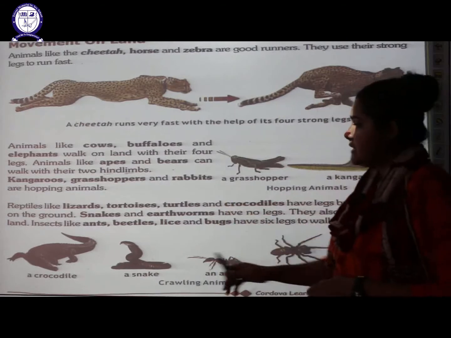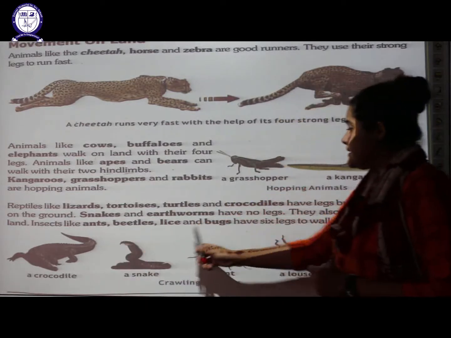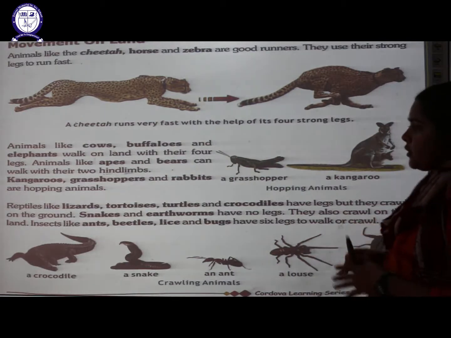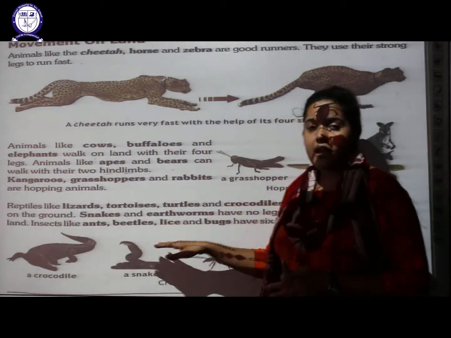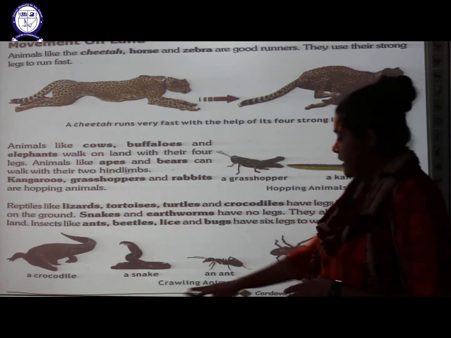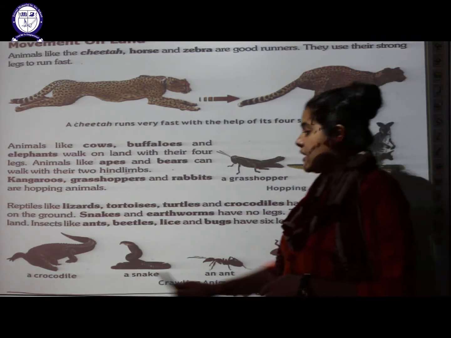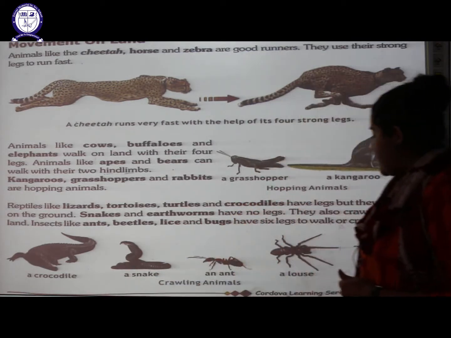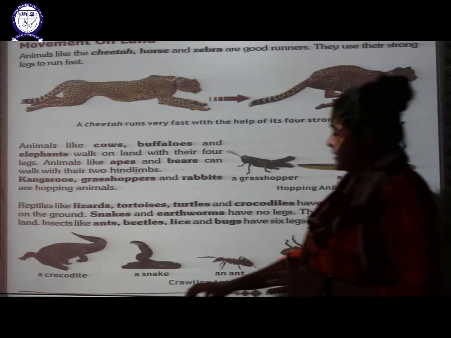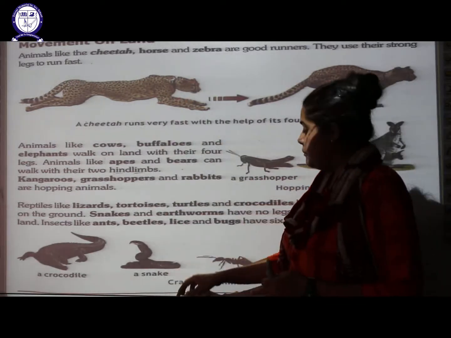Then there are certain insects like ants, beetles, lice and bugs which have 6 legs to walk or crawl. So these insects walk or crawl, and for that they have 6 legs. You can see here the different crawling animals: the crocodile, snake, ant, the louse and the bugs. So these are the various animals described here and the way they move.